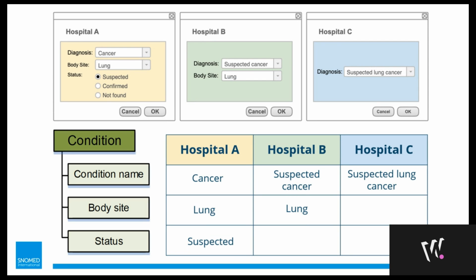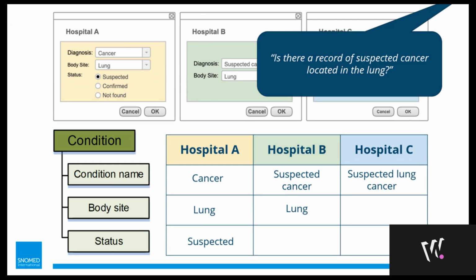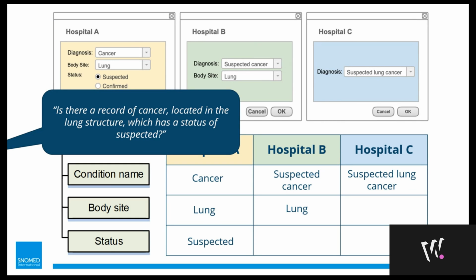Now consider this question: does the patient have a suspected lung cancer? Answering this question requires many checks to be made. For example, by checking if the concept suspected lung cancer has been recorded, or if there is a record of suspected cancer located in the lung, or if there is a record of cancer located in the lung with the status of suspected. And this is just a very simple example to illustrate why storing data based on the way it was entered makes it difficult to query and analyze it.